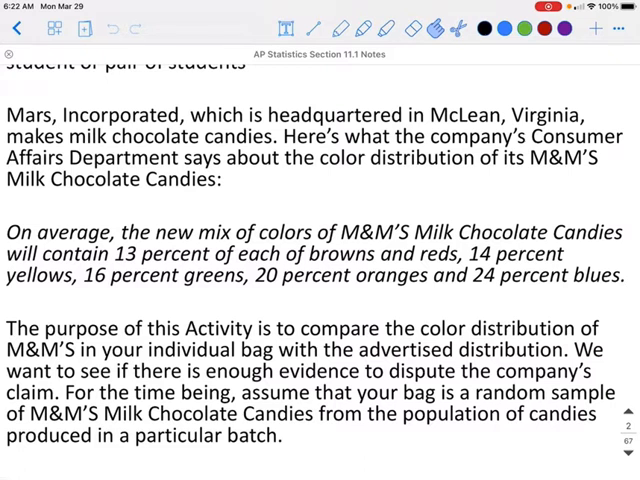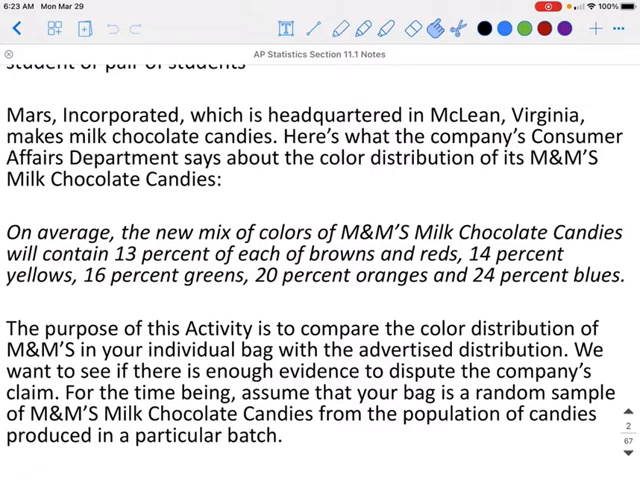On average, the new mix of colors of M&Ms will contain 13% brown and red, 14% yellow, 16% green, 20% orange, and 24% blue. The purpose of this activity is to compare the color distribution of M&Ms in your individual bag with the advertised distribution. We want to see if there is enough evidence to dispute the company's claim.